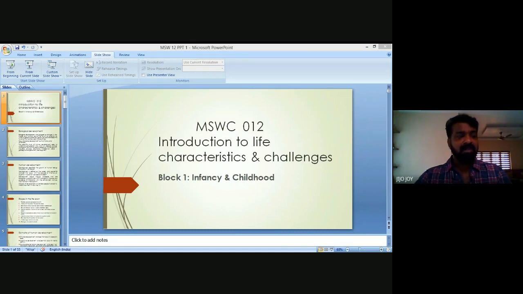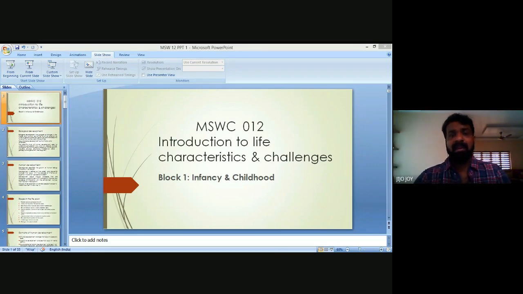If you have a good environment, definitely the person can have a good development. His intellectual, physical, and all related growth will be good in nature. So human development is very much related to the environment. When the environment changes, the person, the organism, is transformed and changed. There are a lot of changes that happen in the lifespan. All these changes are very essential, and understanding the lifespan is very essential. As social workers, definitely we should know.